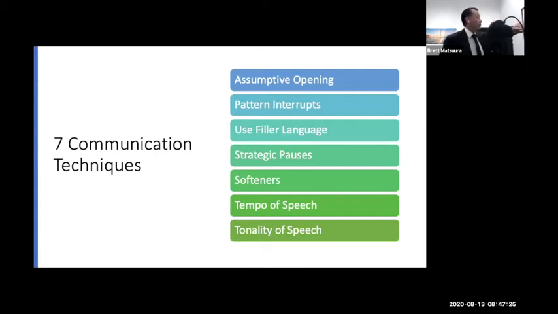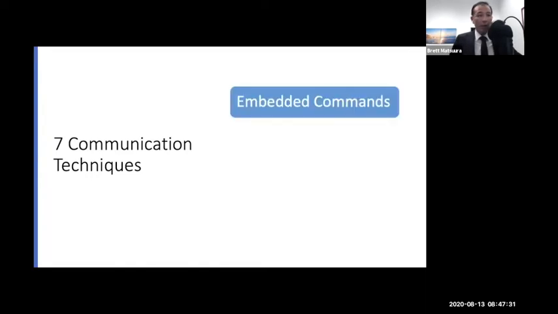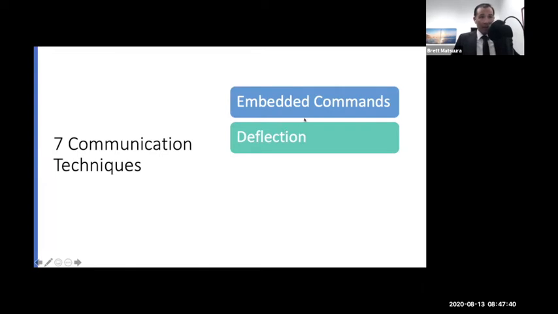Now, how much time do I have? Time check, 8:47. Okay, let me hammer through these other ones, and then I'm going to give you examples. Embedded commands, we're going to be talking about that in the example I'm going to give you. An embedded command is exactly what it sounds like. You're embedding something into their mind to let their subconscious process it, right? I have an example for you guys. We're going to role play it out.